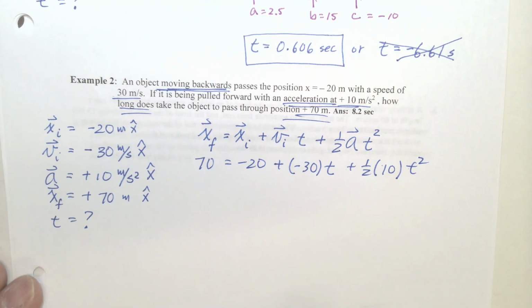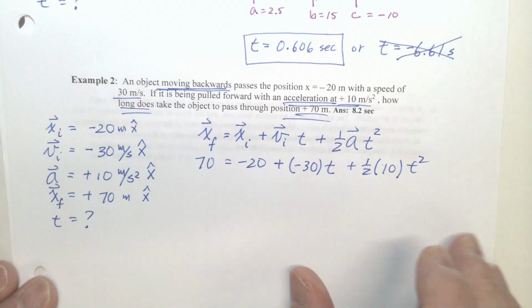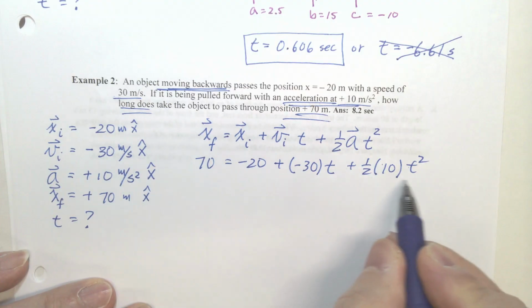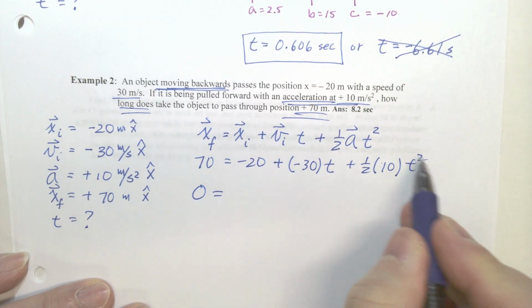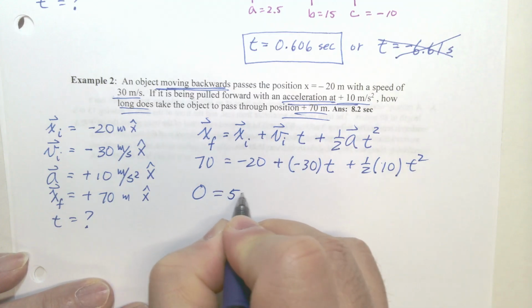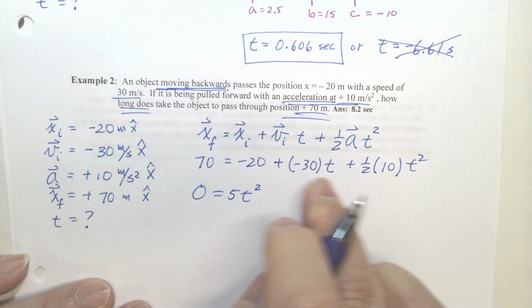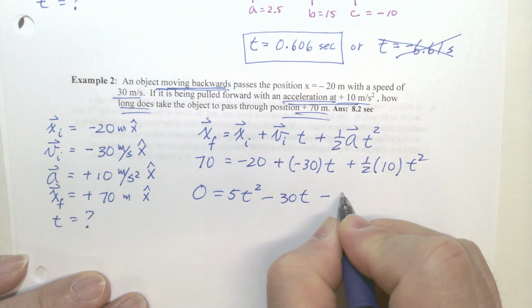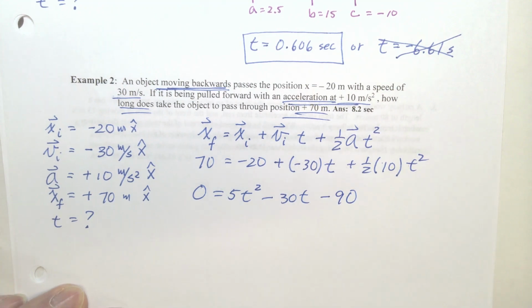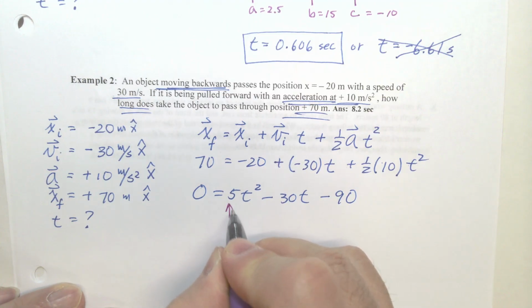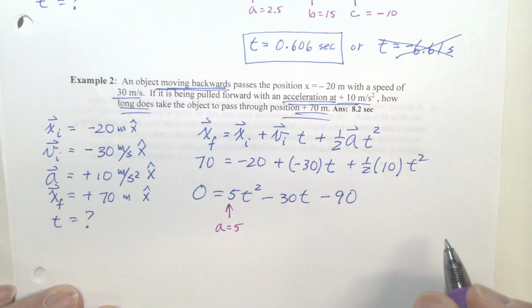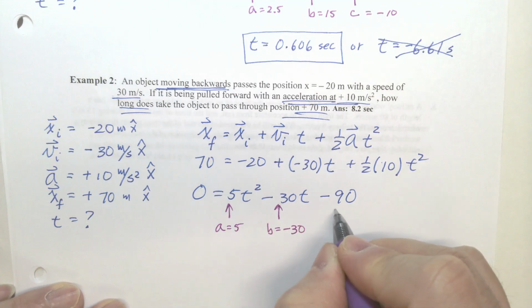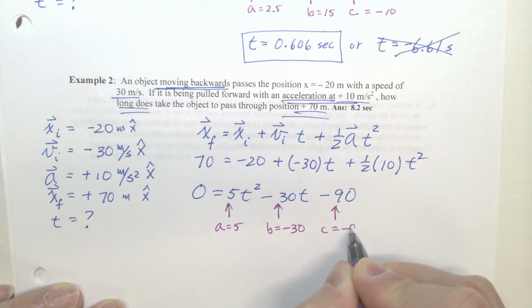So if you work this out in descending order again, 0 is equal to 5t squared minus 30t minus 90. So this is your A, which is 5. This is your B, which is negative 30. And this is your C, which is negative 90.